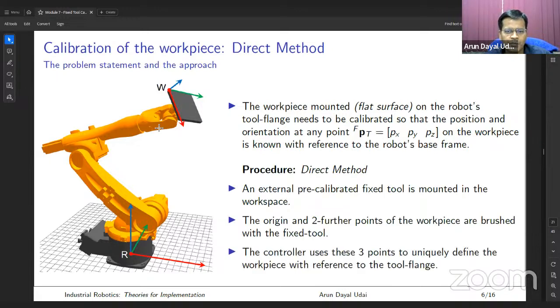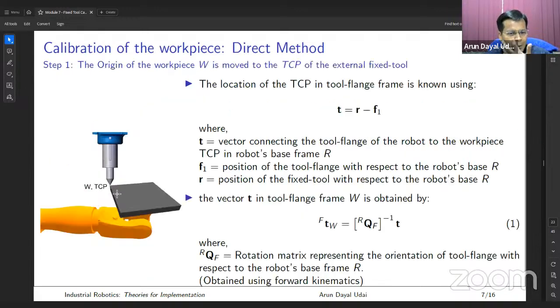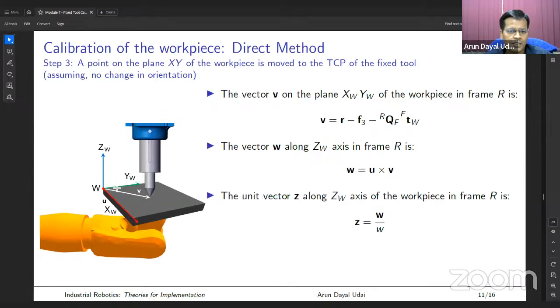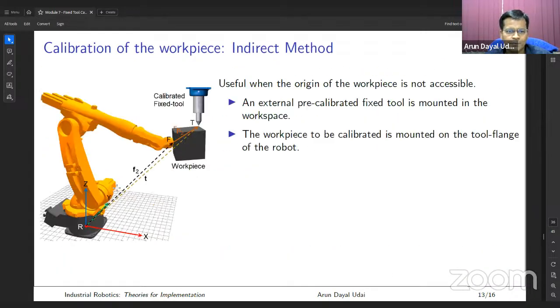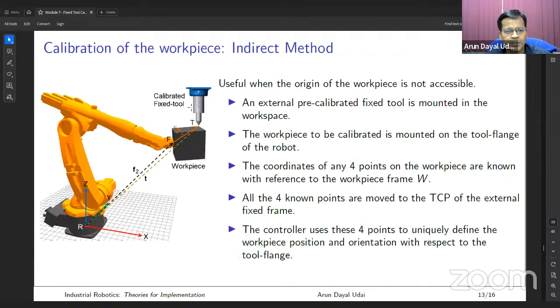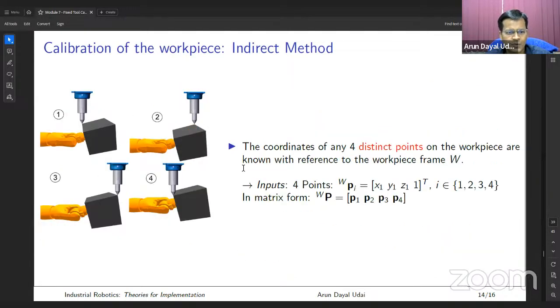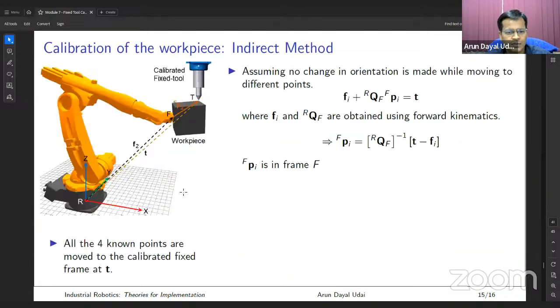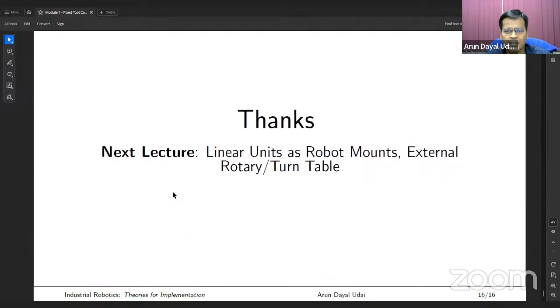So this is a direct method, indirect methods are there. You have a workpiece which is mounted here, and you have an external TCP. So these mathematics will all be covered in this course, you see. And you have a bigger workpiece and a similar thing. So how to calibrate those? These are some of those contents that I'll be covering. Okay. Apart from this, there are many other tools.